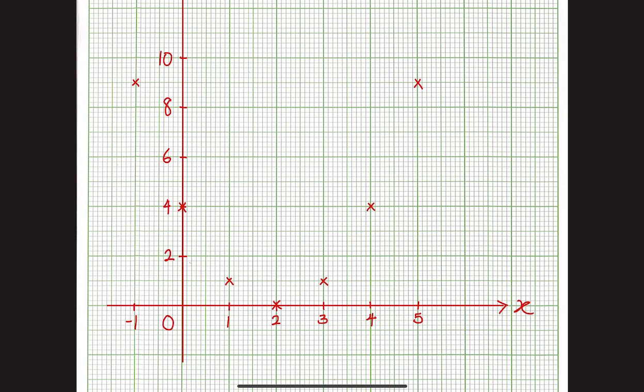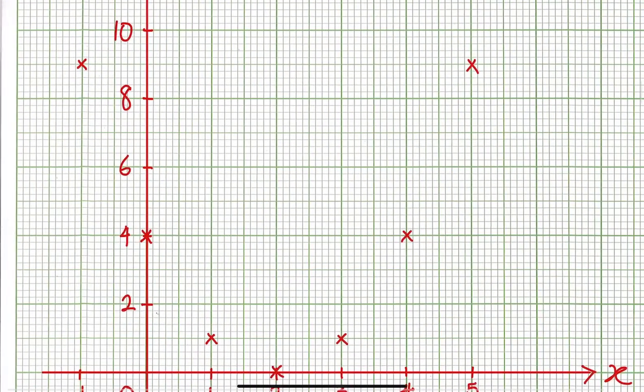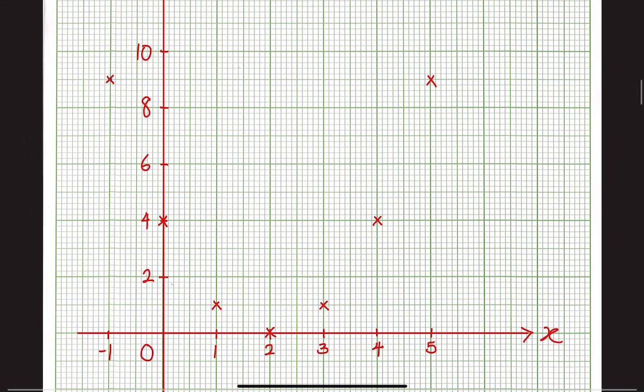I will draw, using my pencil, a smooth curve. Take note, your curve must be smooth to connect all these points together. Okay, I'll try my best to make this curve smooth. Let me see if I can. Okay. Yeah. It looks smooth. I think this is okay.